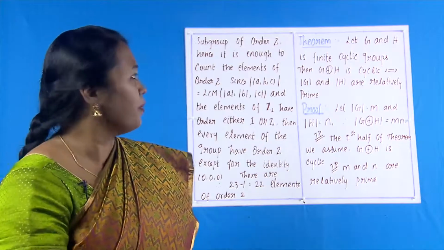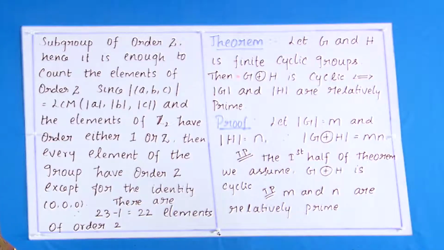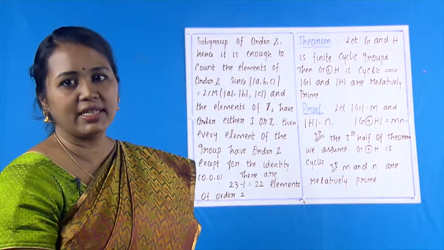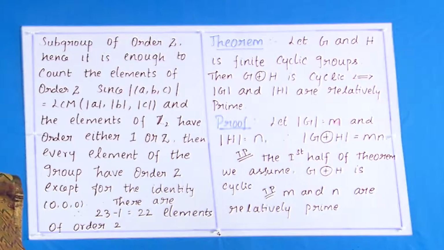Let's see a theorem now. Let G and H be finite cyclic groups. Then G direct product H is cyclic if and only if the order of G and the order of H are relatively prime. Proof. Let the order of G be equal to m and the order of H be equal to n. Therefore, the order of G direct product H is equal to m times n. Now, we have to prove the first half of the theorem, in which we assume that the direct product of G and H is cyclic.